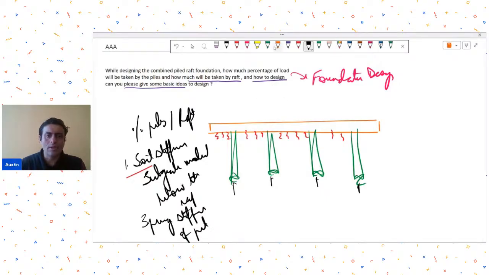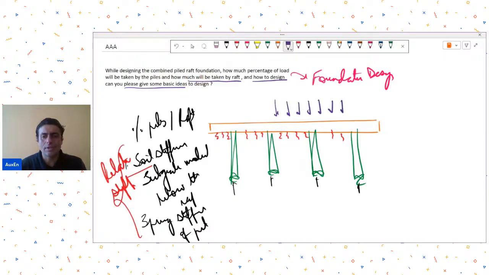So depending on the relative stiffness between the subgrade modulus below the raft and the spring stiffness of the pile, the percentages of load being taken by raft and percentage of load being taken by pile will vary. So you can find that out. We have done this type of experimentation in the foundation design course.